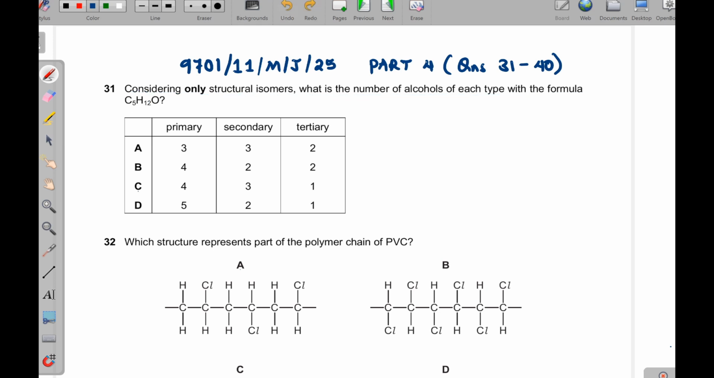These are 5 carbon atoms, so I can have CH3, then CH2, CH2, CH2, CH2OH. Okay, this is a primary alcohol. Now, hydrogen's 12. Let's see, this is 5, 7, 9, then 11, and then 12. Okay, cool. Next, I can shift this one here, and then I put it here. Now, that is chain isomerism. I can shift it, and then I put it here.